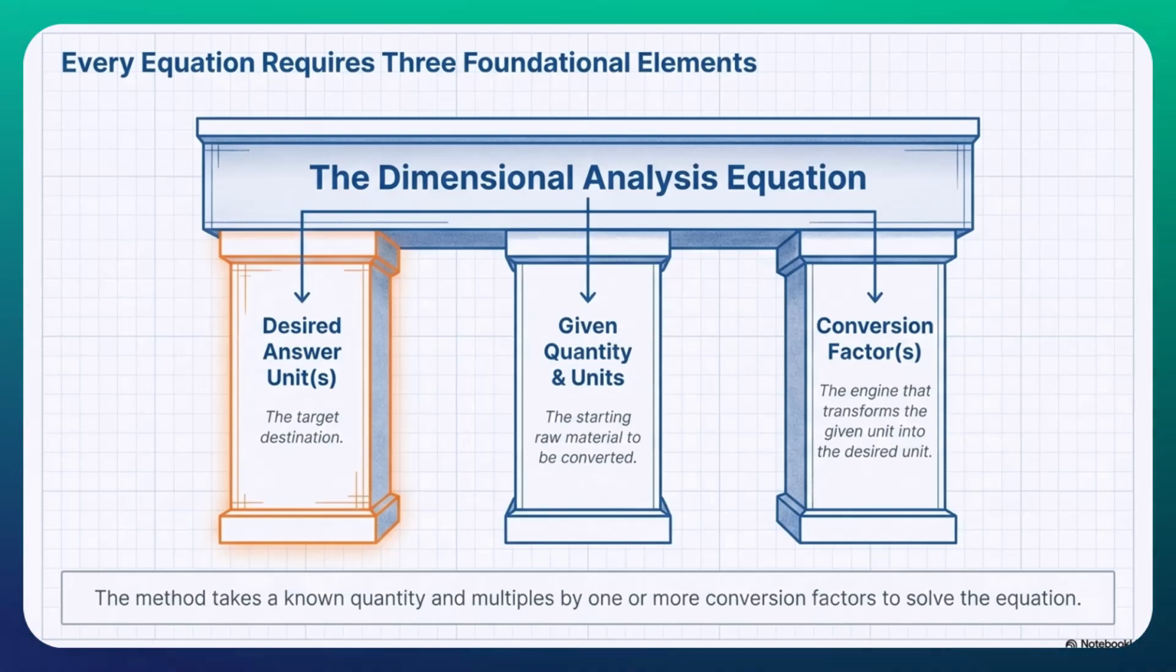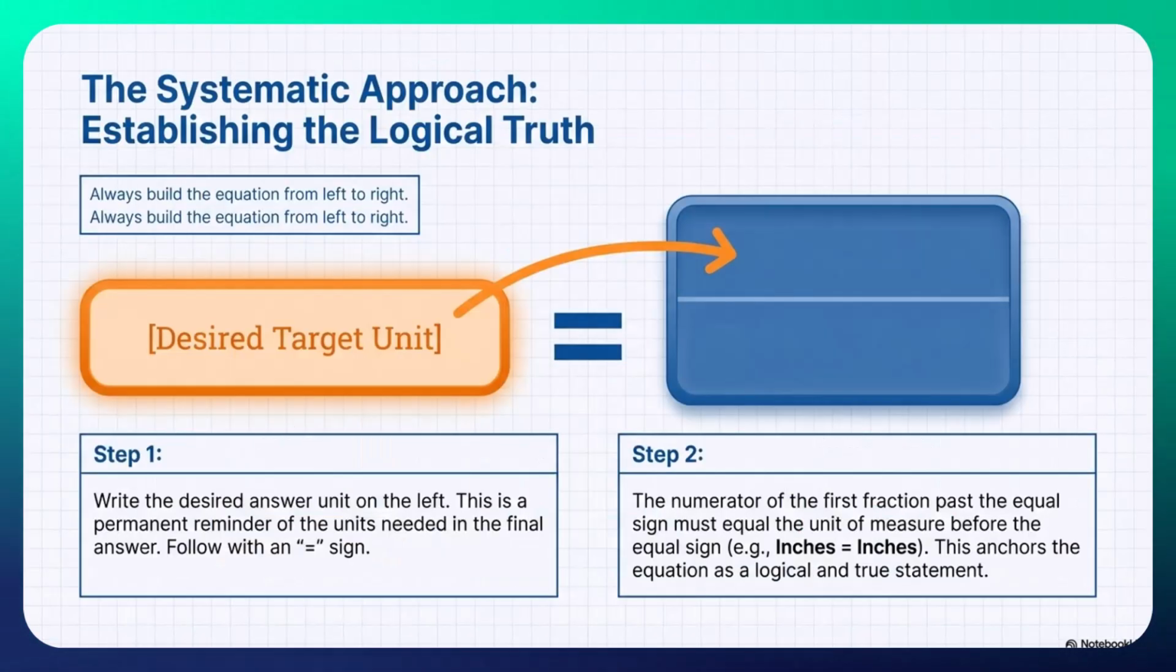You need to know the given quantity and units. That's the starting raw material that needs to be converted. And conversion factors, and that's what we gave you on your cards. The engine that transforms the given unit into the desired unit. The method takes a known quantity and multiplies by one or more conversion factors to solve the equation.